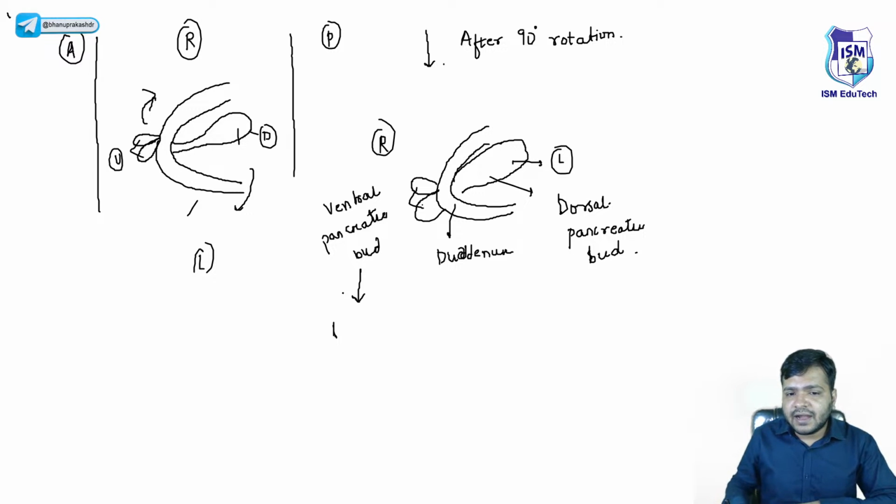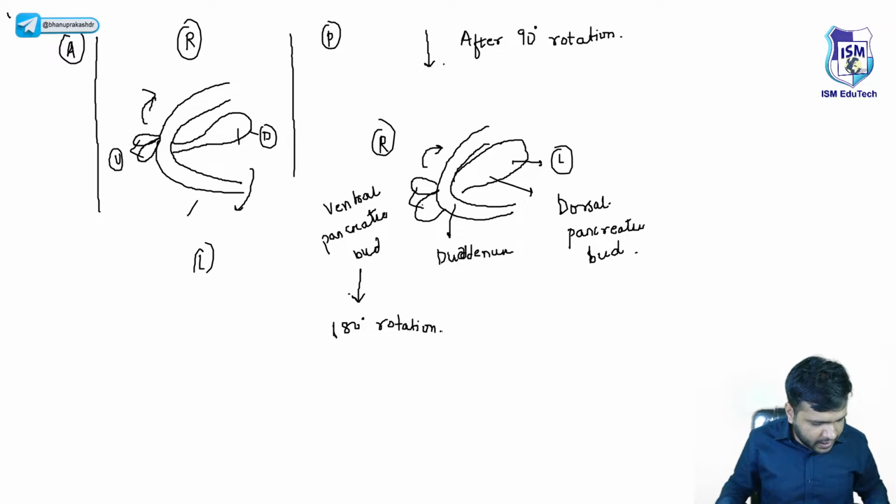Now the ventral pancreatic bud will have a 180 degree rotation. It will rotate 180 degrees to reach the dorsal pancreatic bud. So we have the ventral pancreatic bud rotating towards the left side. And this bilobed structure in the middle also gets fused, guys. Later on, when it joins the dorsal pancreatic bud, it gets fused.